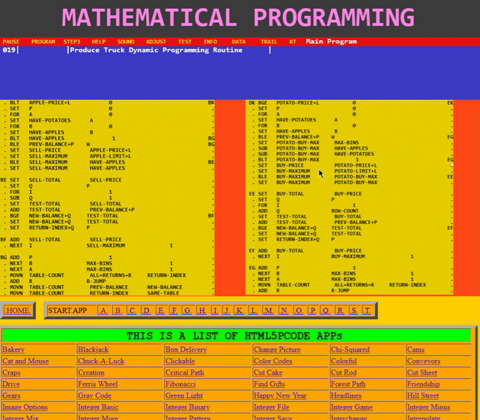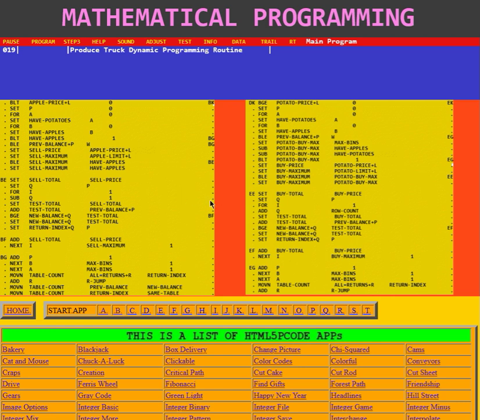Well, if our truck isn't full, it says here we're going to set the buy price to the potato price of city L, the buy maximum to the potato limit at city L. I guess I should remind you again, we're going to do this for every city. We're going through every city. And the offset for the city is L. Well, we have to check the buy maximum against the potato buy maximum. And whichever is lower is what we set the buy maximum to, because down here we're going to go around the loop for the buy maximum.